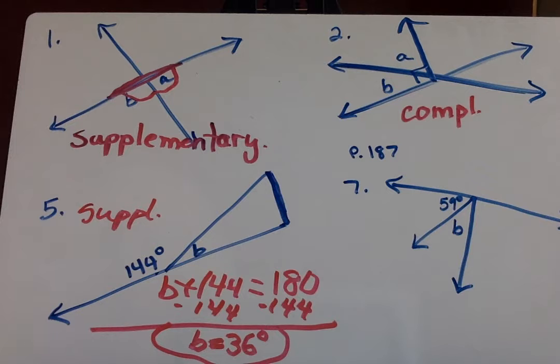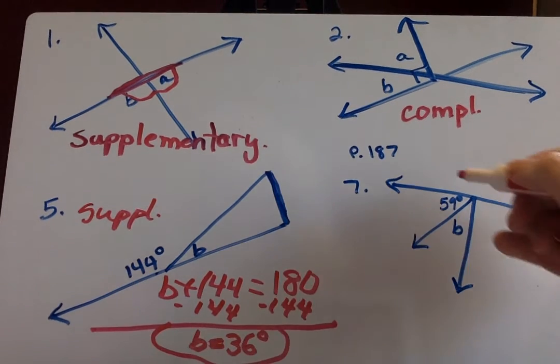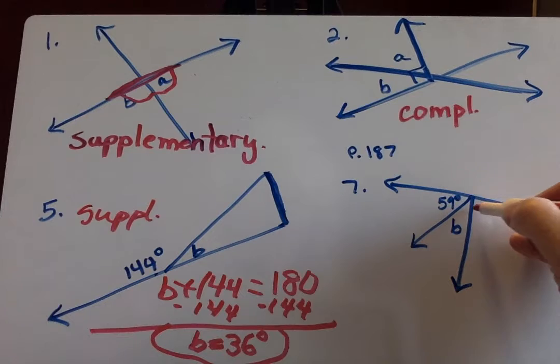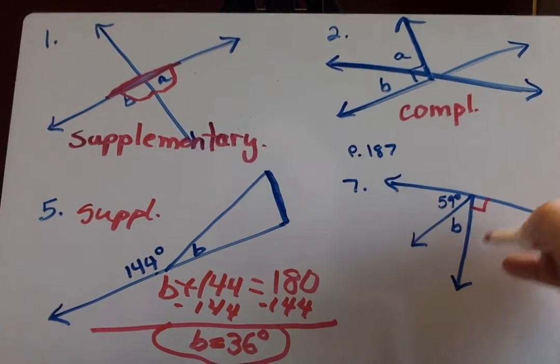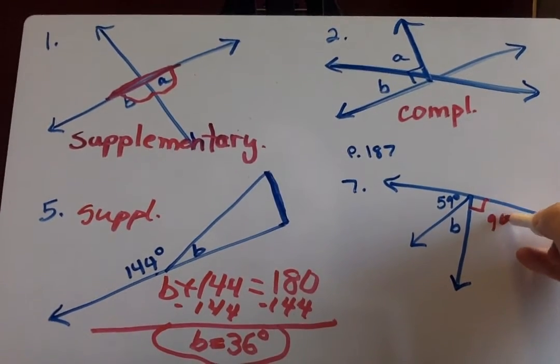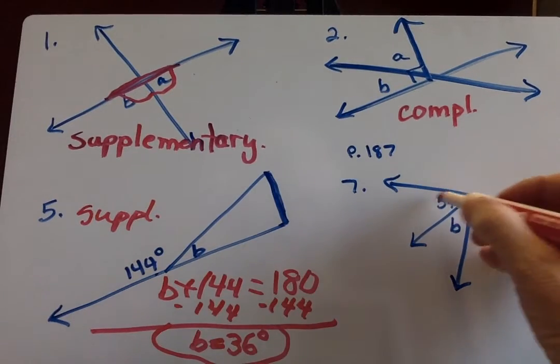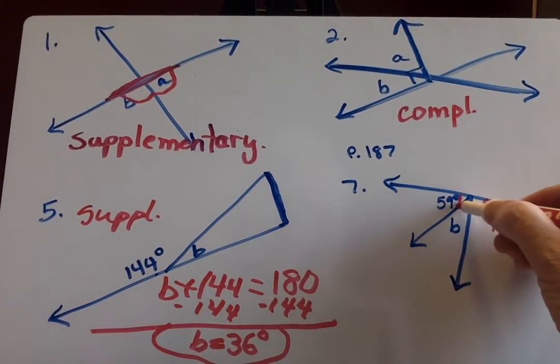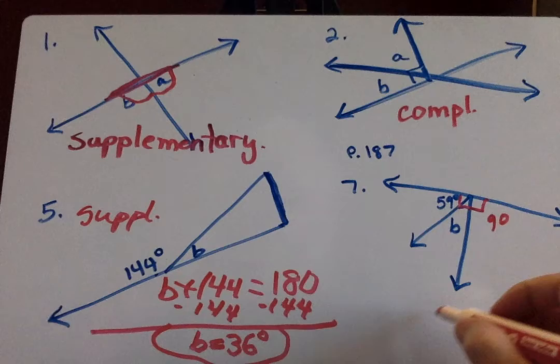Okay. Now I'm going to let you do 6. I'm going to jump to number 7 on the next page. Now, I see over here that number 7 shows a corner right here. If this corner is 90 degrees, since this whole thing's 180, this right here has to be equal to 90 degrees as well.